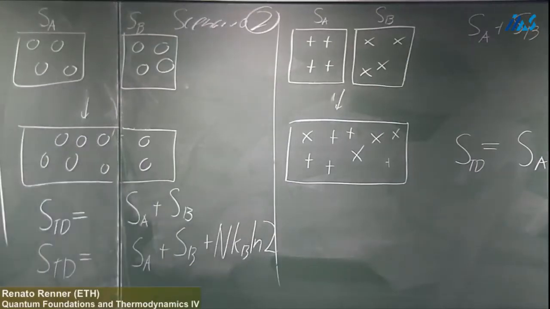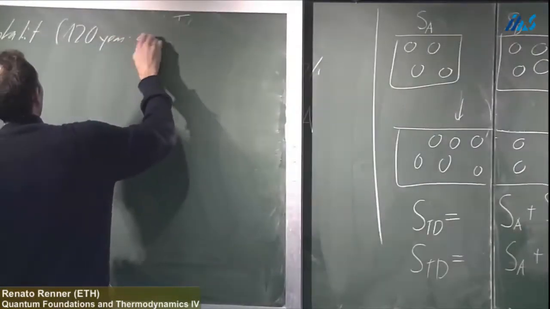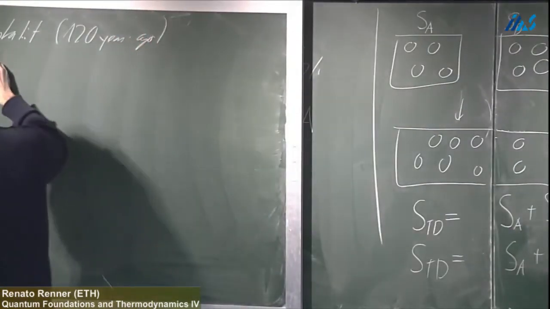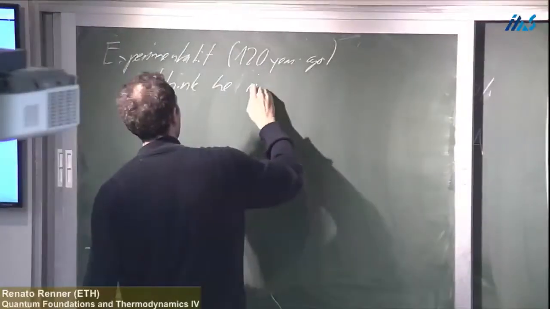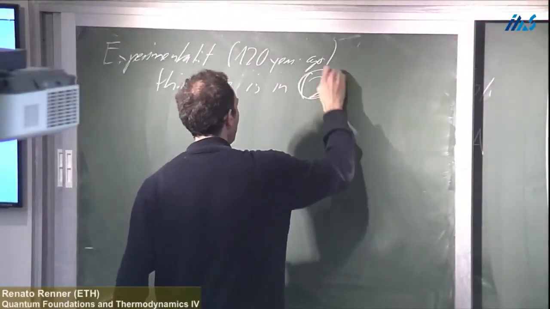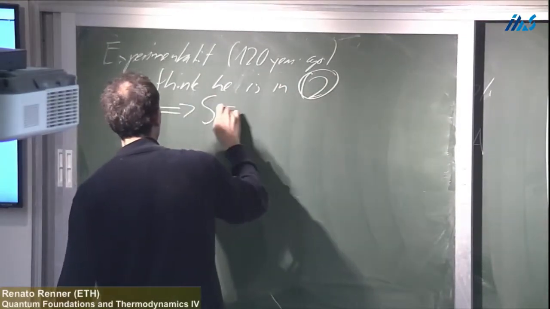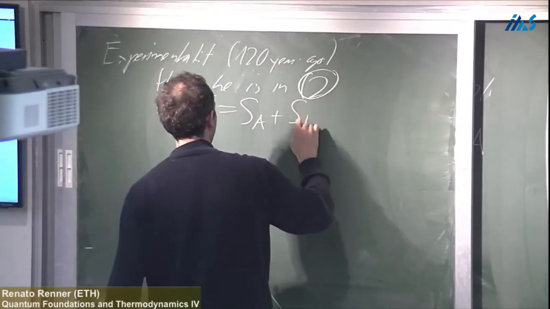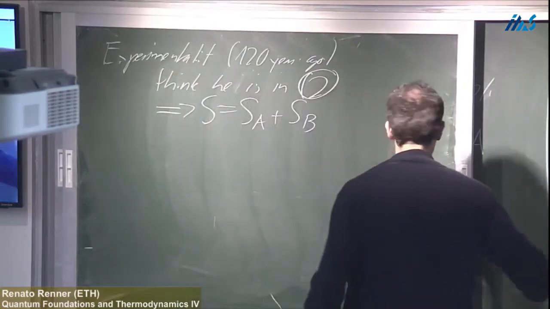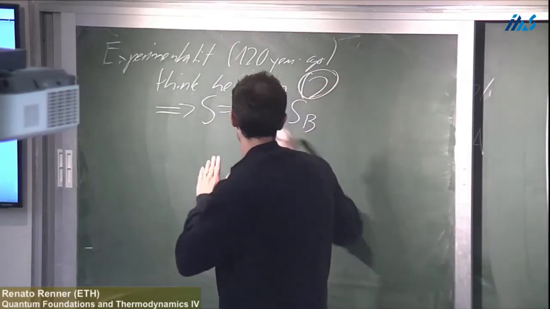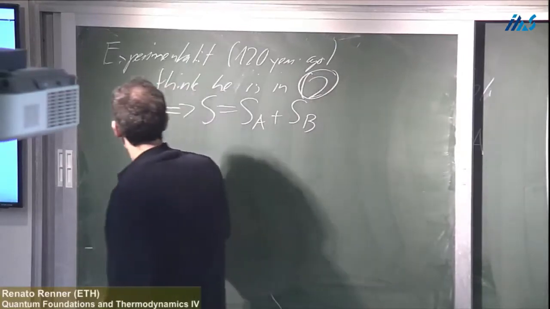So in other words, let's say the experimentalist 120 years ago thinks he is in scenario 2, and therefore he would conclude that the entropy is equal to SA plus SB. Maybe. That's one possible answer he could give, because a majority of you gave this answer for scenario 2.